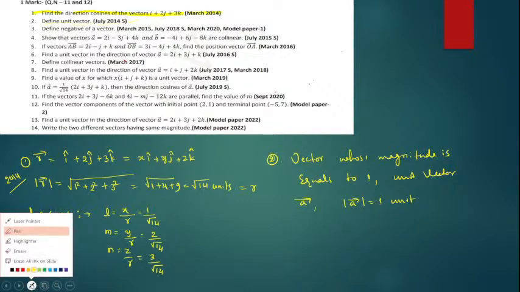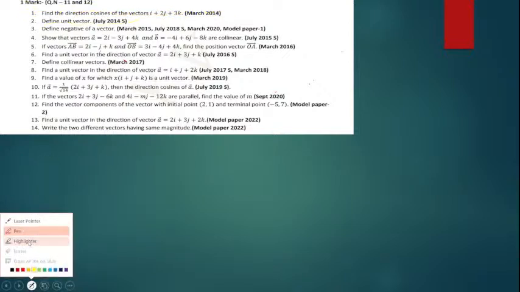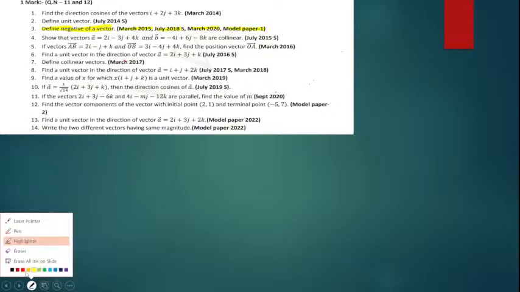So we'll go for the further questions here. Next, the third one: define the negative of a vector, which was asked in March 2015, July 2018 question paper, again March 2020 and model question paper 1, which is given by the board. So we'll see how to solve this.